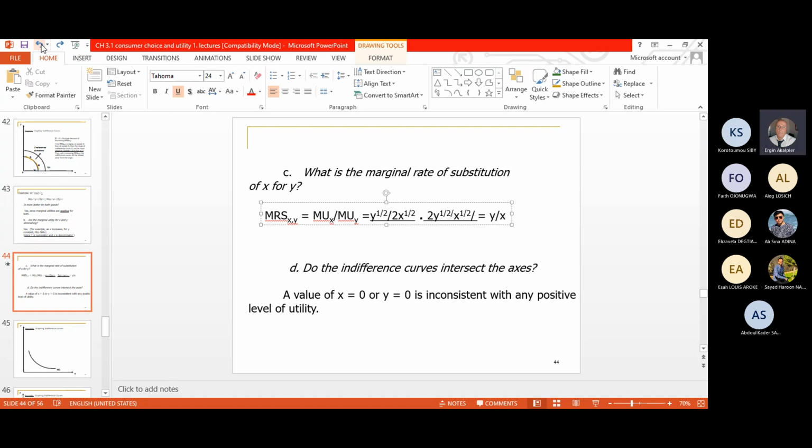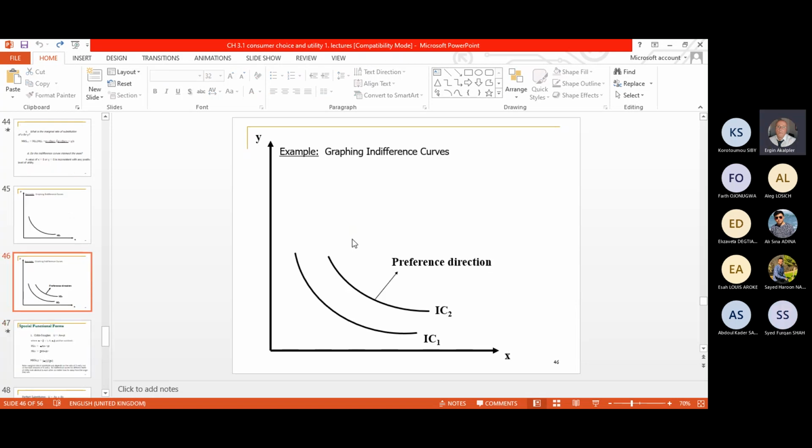So now I'm putting again the same order. This was like this, isn't it? Then, do the indifference curves intersect the axes? Because this is the simplest differentiation or mathematical calculation. Do the indifference curves intersect the axes? A value of x equal to 0 and y equal to 0 is inconsistent with any positive level of utility, which is expected. And then when we draw it here, the preferences are given here. As you see, indifference curve 2 is, of course, better off.